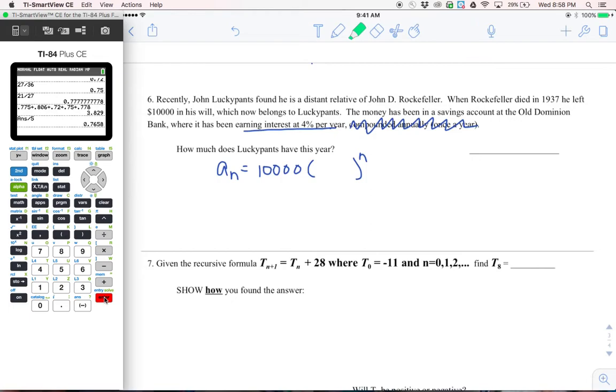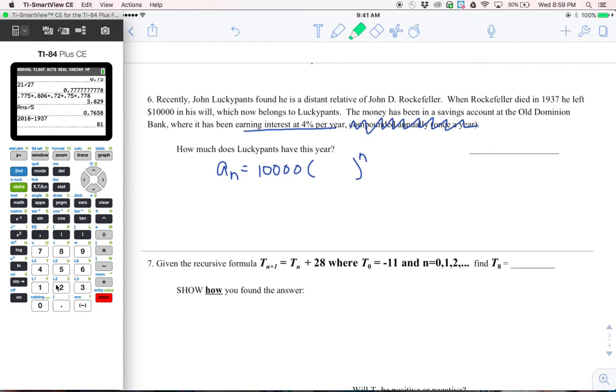All right? So what we're going to do here is look at this as, well, if I'm earning 4% each year, what do I put in the parentheses here? If you put 0.04, your number is going to get really small. Well, first of all, how much time has passed? Let's see, 1937. So it's 2018. We're going to subtract 1937. How many years have passed? I don't feel like doing that math in my head, so we get 81 years. All right, so I actually know n is going to be 81.